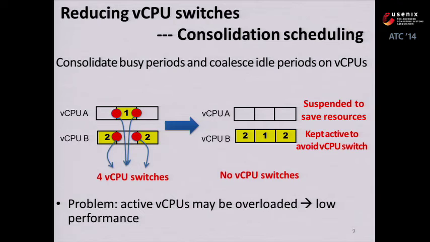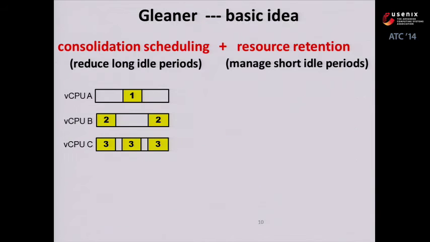But there's still some problem. The problem is that the active virtual CPUs may be overloaded. That leads to low performance. So in our solution, we combined both approaches. With consolidation scheduling, we reduce the long idle periods, which cannot be effectively reduced by resource retention. With the resource retention method, we manage short idle periods, which cannot be effectively eliminated by consolidation scheduling.